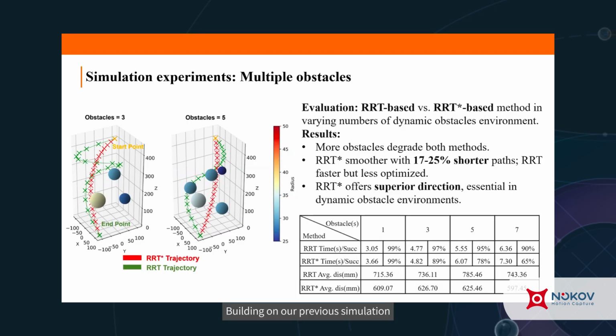Building on our previous simulation, we explore the performance of RRT-based and RRT-star-based algorithms in scenarios with multiple obstacles. Our simulation results indicate that although the success rate of both algorithms decreases as the number of obstacles increases, RRT-star consistently outperforms RRT in path efficiency, with trajectories averaging 70% to 25% shorter than those generated by RRT. This efficiency is crucial in dynamic environments and highlights the potential of RRT-star for applications requiring rapid and precise navigation.